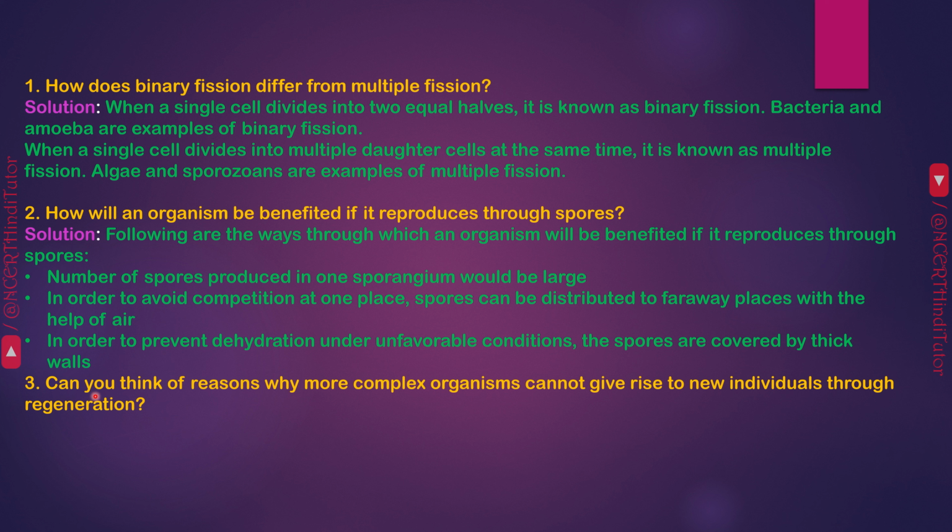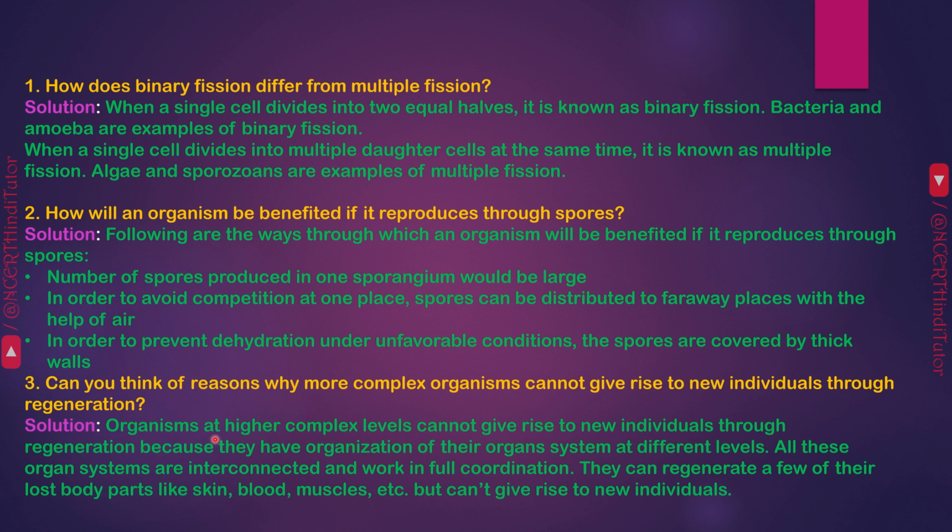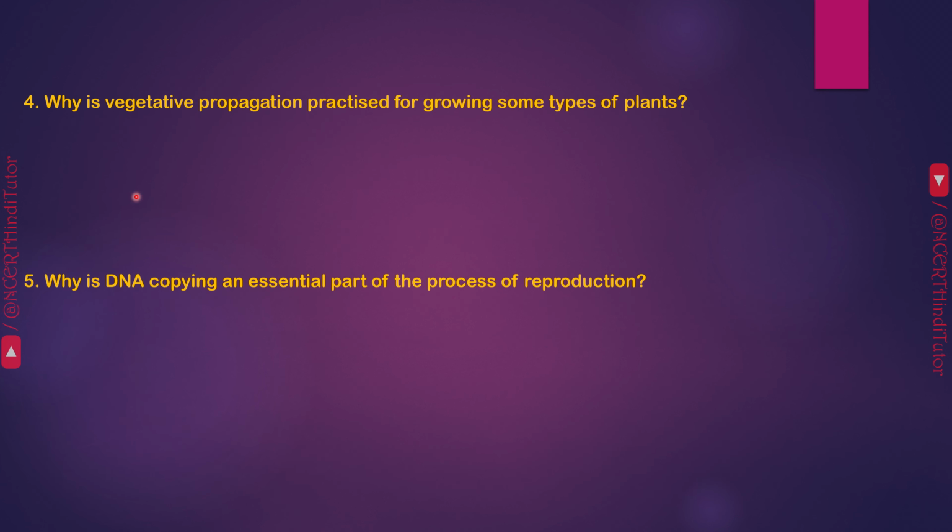Question 3. Can you think of reasons why more complex organisms cannot give rise to new individuals through regeneration? Answer. Organisms at higher complex levels cannot give rise to new individuals through regeneration because they have organization of their organ system at different levels. All these organ systems are interconnected and work in full coordination. They can regenerate a few of their lost body parts like skin, blood, muscles, etc., but can't give rise to new individuals.